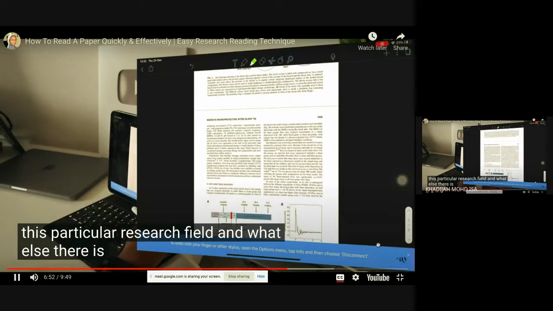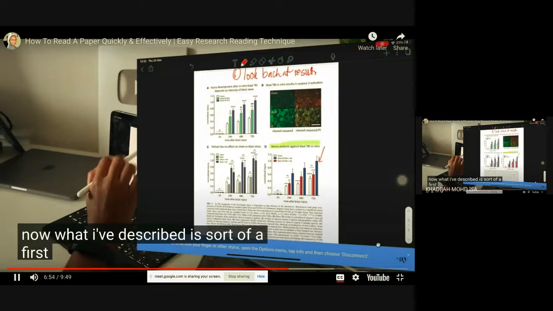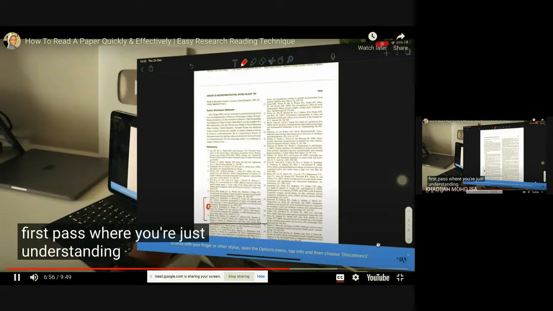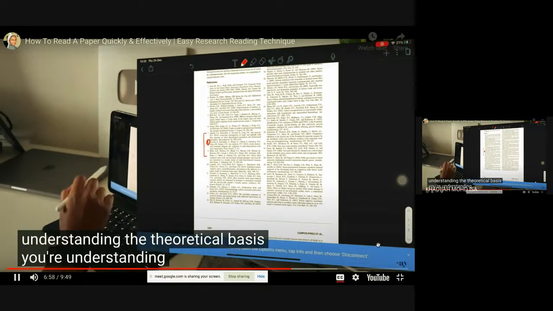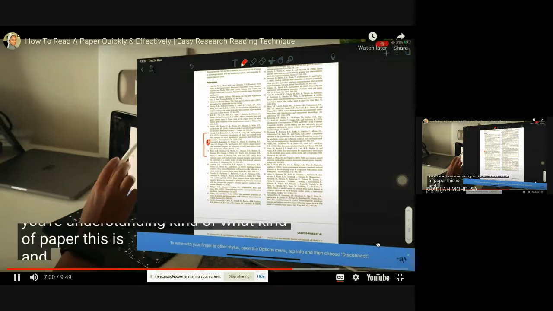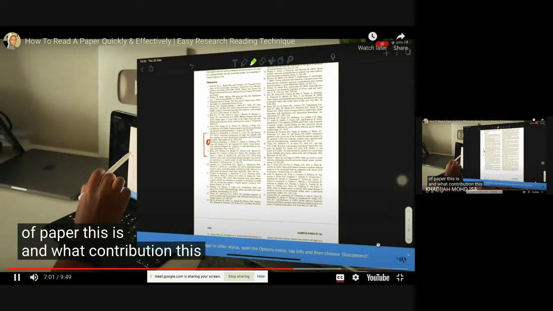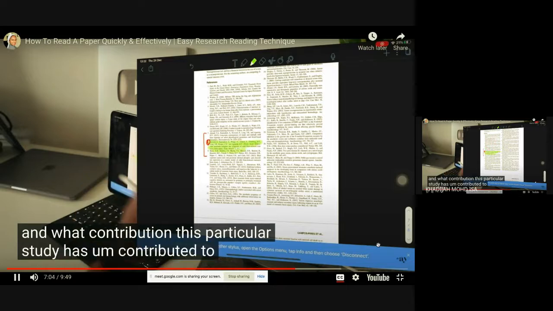Now, what I've described is a first pass where you're just understanding the theoretical basis, you're understanding what kind of paper this is and what contribution this particular study has made to their research field.